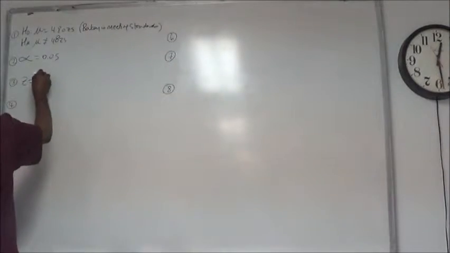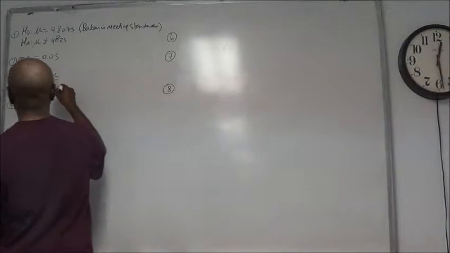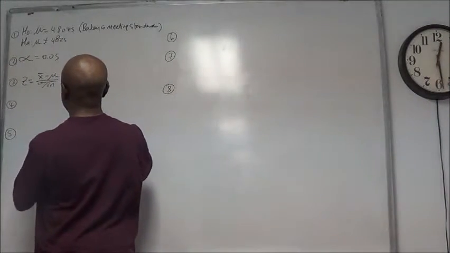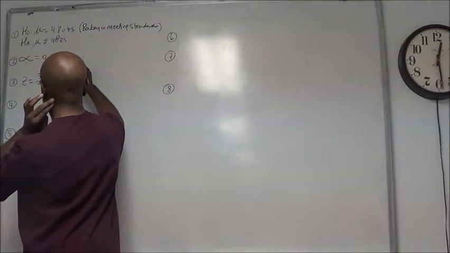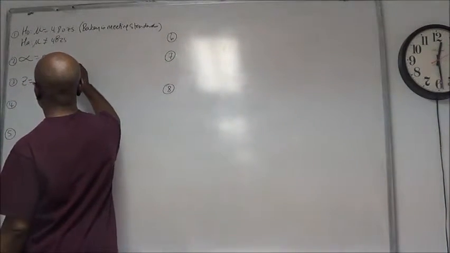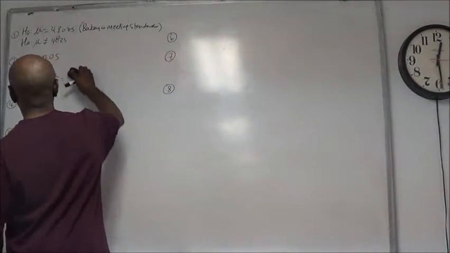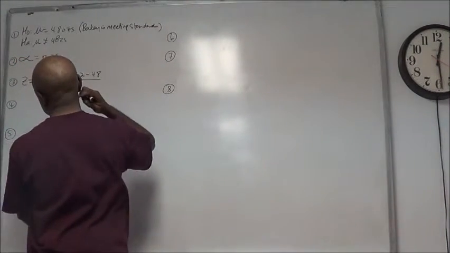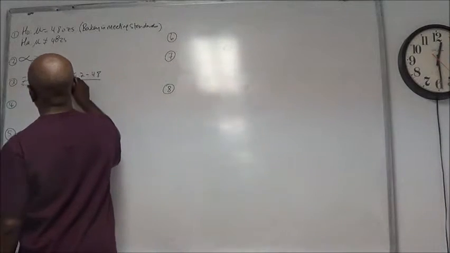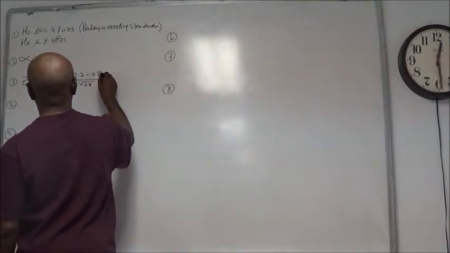So Z is equal to X bar minus mu over sigma divided by the square root of n, since you know sigma. What is X bar? 47.2. Minus the 48. What's sigma? 4 ounces. And what's n? 28. Okay, what does that work out to be?